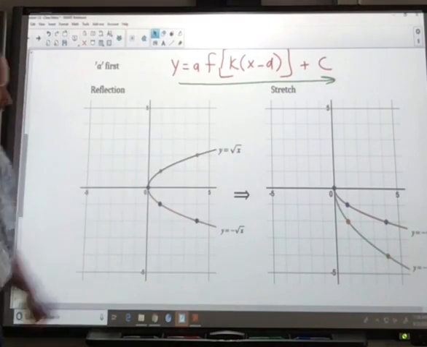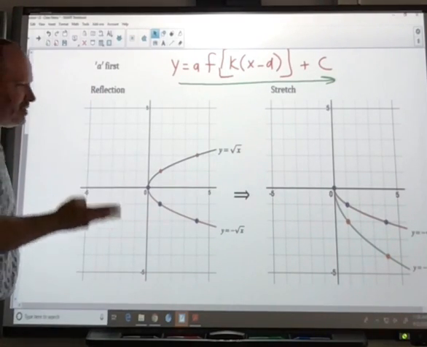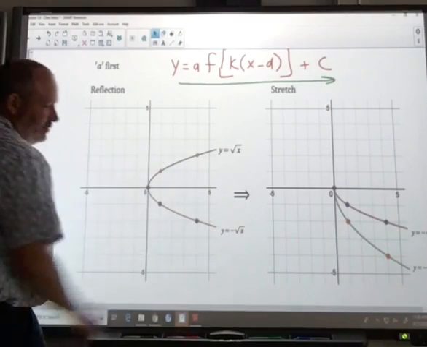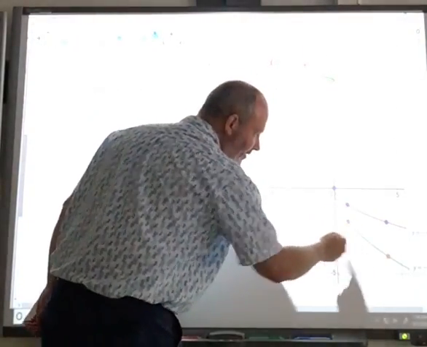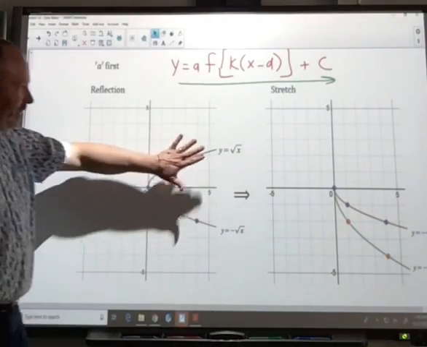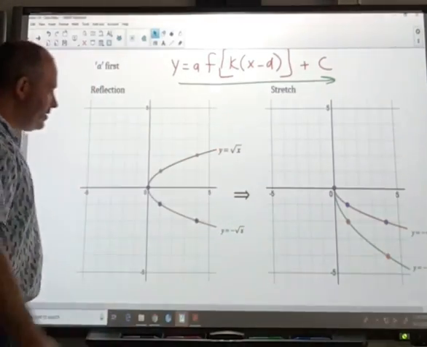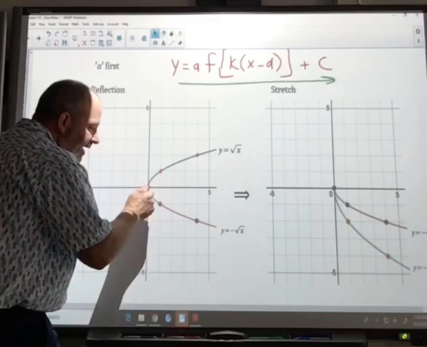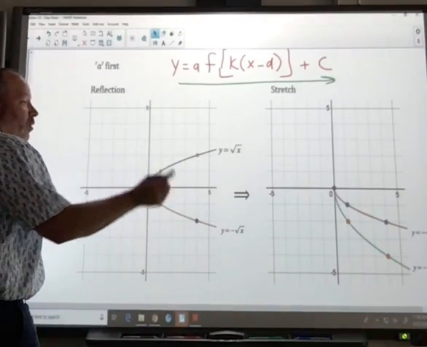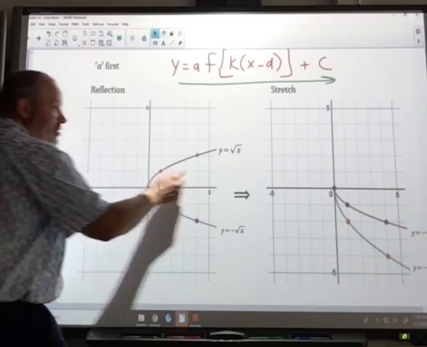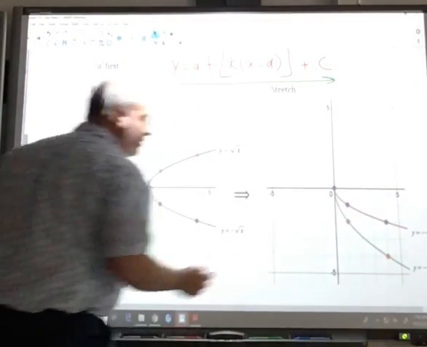So here's my basic function, okay? Now I do it in 2 steps. First thing I do is I reflect it. You don't have to do that. And then for my reflection, I doubled the distances. You can go straight from here to here if you want to. You get your 0 y value, multiply it by -2, and you get 0. You've got your 1 y value, you multiply it by -2, and you get -2.